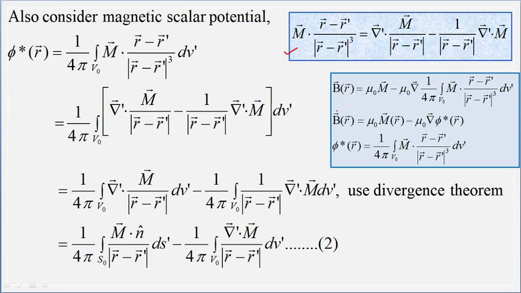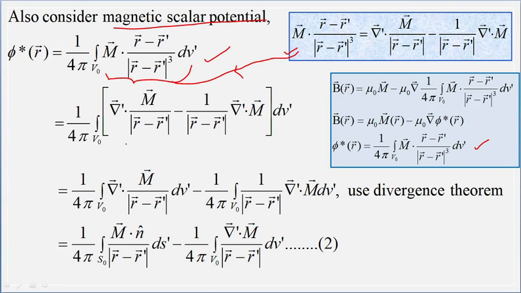Then these expressions I had also written here. So now we'll write the scalar potential, the magnetic scalar potential. We make use of this formula: 1 upon 4 pi integral of mu naught vector M dot R minus R dash by modulus of R minus R dash cubed dV dash. Then we use this part here. So we write what is there inside: del dash dot M by modulus of R minus R dash minus 1 by modulus of R minus R dash del dash dot M.